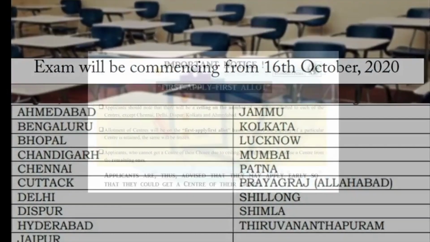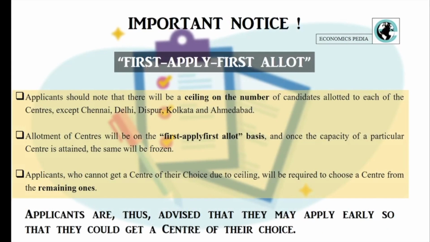Now, a very important notice that you need to keep a tab on is that a first apply first allot basis will be followed. What is it? Applicants should take note that there will be a ceiling on the number of candidates allotted to each of the centers, except for Chennai, Delhi, Dispur, Kolkata and Ahmedabad. Apart from these centers, there will be a ceiling on the number of candidates who can apply. The allotment of the centers will be on the first apply first allot basis. That means once the capacity of a particular center is attained, the center will be frozen. No more candidates can be allotted to that particular center.